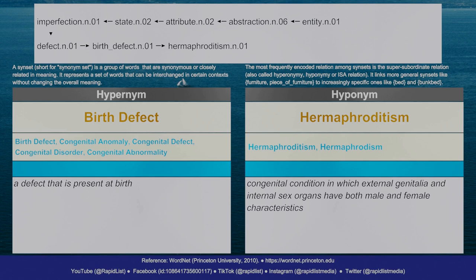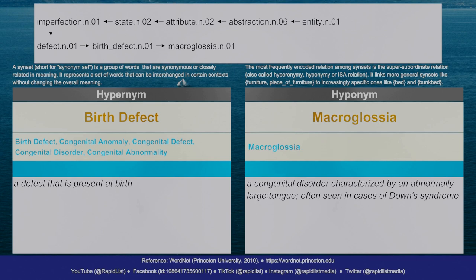Hermaphroditism. Congenital condition in which external genitalia and internal sex organs have both male and female characteristics. Macroglossia. A congenital disorder characterized by an abnormally large tongue, often seen in cases of Down syndrome.